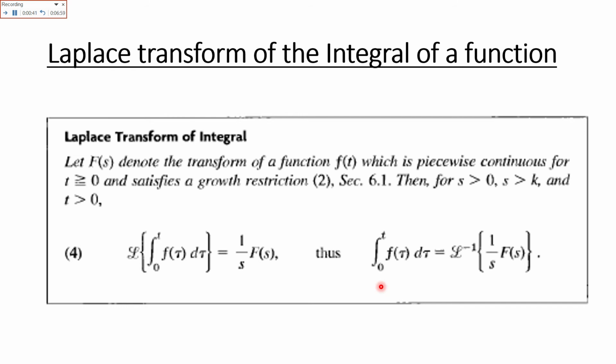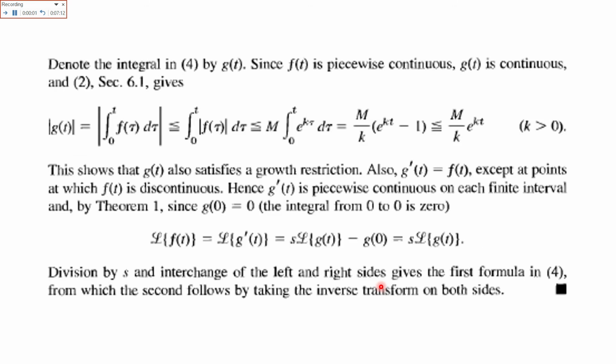Thus the integration from 0 to t of f of t dt is equal to Laplace inverse of 1 over s F of s. Now equation 4 says, by g of t, since f of t is a piecewise function, g of t is continuous. G of t is basically the integral from 0 to t of f of t dt.